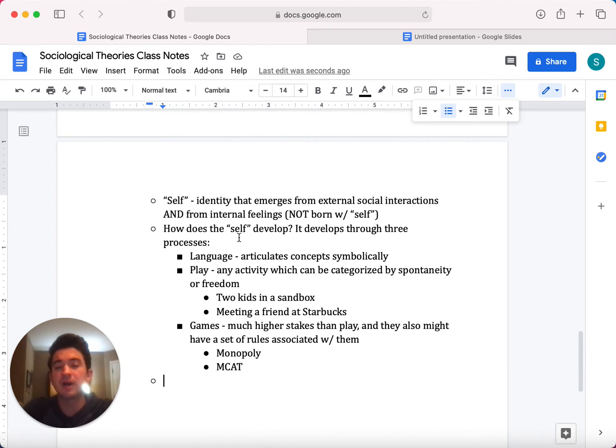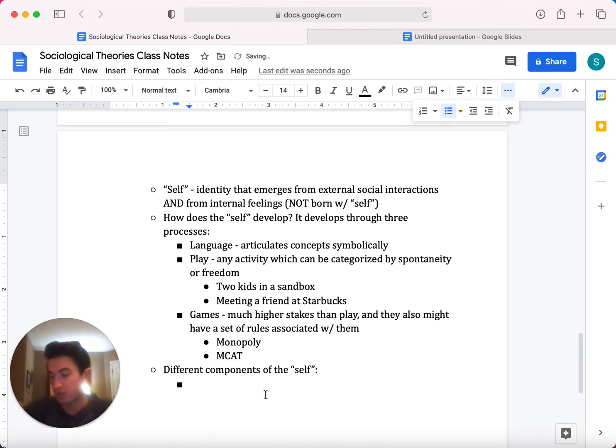But we just talked about how the self develops. There are actually multiple components of the self, according to George Herbert Mead. So now, different components of the self that we need to talk about. I'm going to list them out now, and then we're going to talk about each of them. We have the me, the I, and the generalized other.